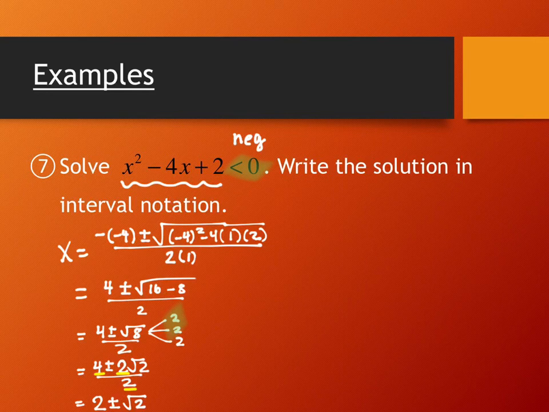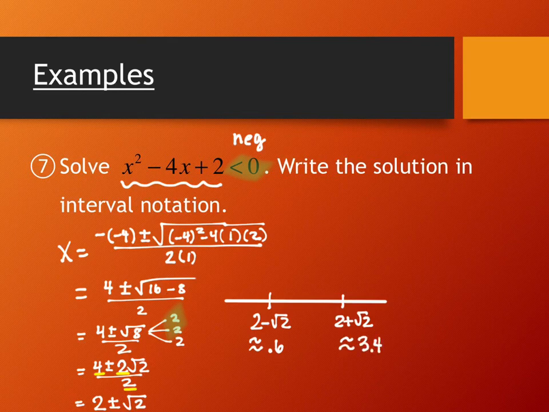Now, because we need to know an approximation to be able to choose test points, my number line will have these values on it. It'll have 2 minus the square root of 2, because obviously that's smaller than 2 plus the square root of 2. But I need to know approximately what those values are to make sense of them. If you put them in your calculator, this is approximately 0.6, and this one's approximately 3.4. And that allows us to choose test points that make sense.